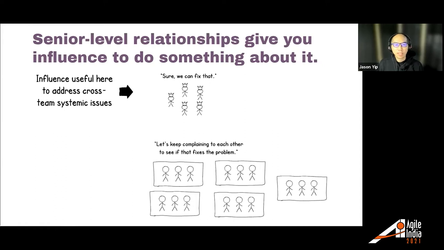And you're not really useful to that team. All they can do is complain to you, and all you can do is complain with them. So that's the idea, is that you want the team level relationships so that you know what's going on, but you want the senior level relationships so that you can do something about it.